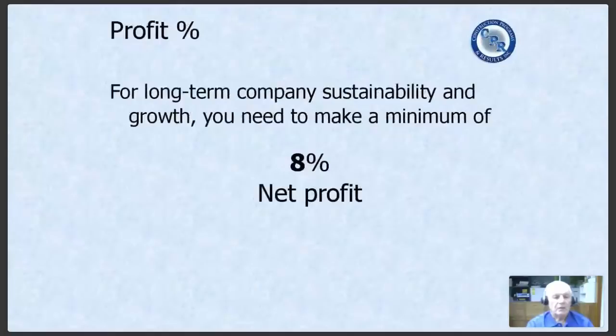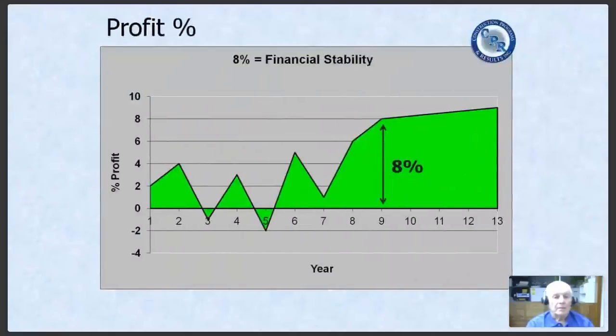Your profitability for your company must be at least 8% net profit. That's for long-term company sustainability and growth. 2, 3, or 4% doesn't get it. You've got to be at 8% plus, preferably 10% or even higher. Many of our coaching clients end up in the 10 to 15% every year, and that's where you need to be, okay? Now, why is this true?